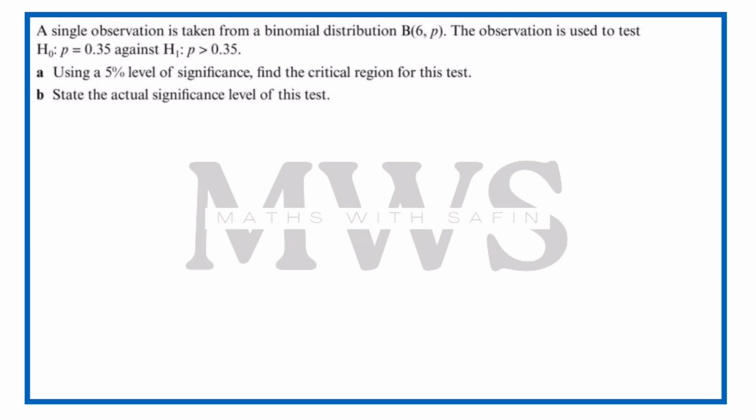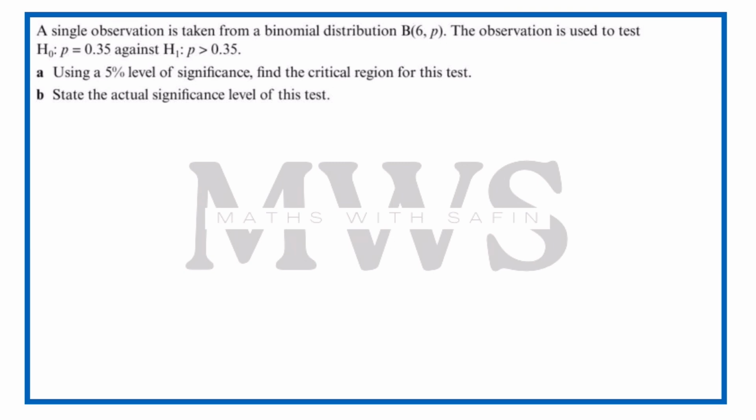So let's have a look at this question here. It says a single observation is taken from a binomial distribution where n is 6 and p is p. The observation is used to test the null hypothesis, p is equal to 0.35, against the alternative hypothesis where p is greater than 0.35. So this is what we call a one-tailed test. This is because the alternative hypothesis is greater than or less than. If it was a two-tailed test, then it would have been not equal to, sorry. And if that was the case, then we would have to test both ends of the spectrum.